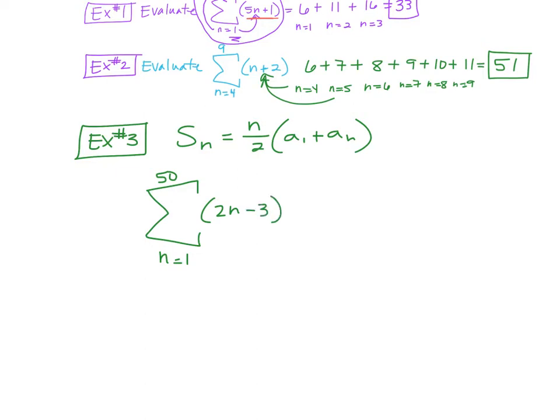Now you could go through and you could plug in all of these numbers. How many numbers do we have here? If we're starting at n equals 1 and going to n equals 50, that's 50 numbers. Do you really want to have to add 50 numbers by hand? Probably not. So what we're going to do is we're going to use this formula and then think about what we need. We need n.